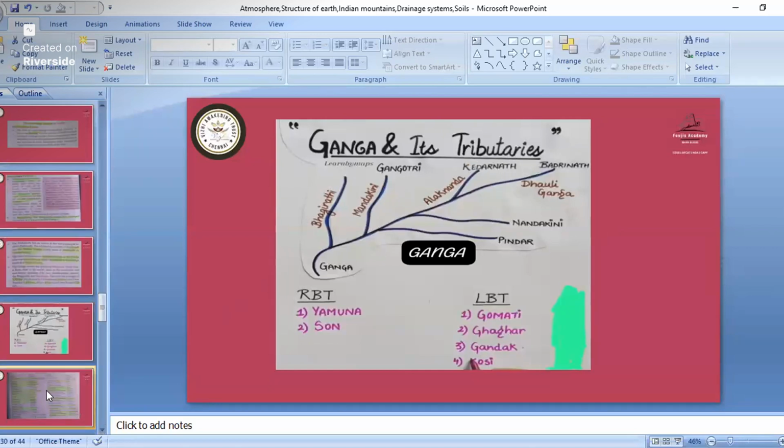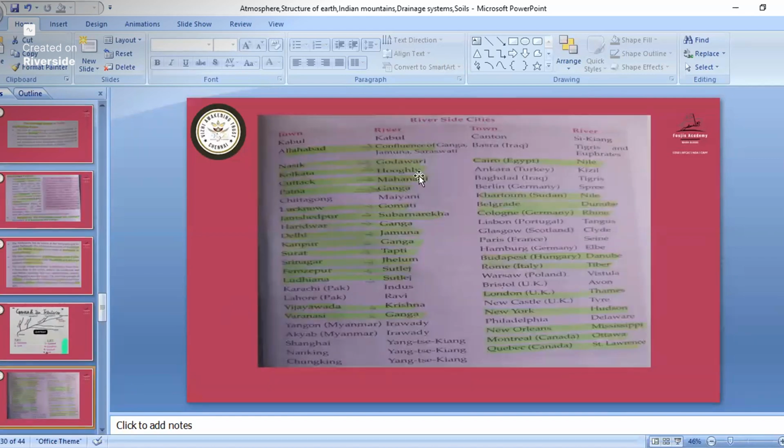We'll see in the next slide. These are the important cities and the presence of rivers on their banks. Allahabad is present on the confluence of Ganga, Yamuna and Saraswati. So you study about all these important cities. World cities are also given, so study about all these colored cities.